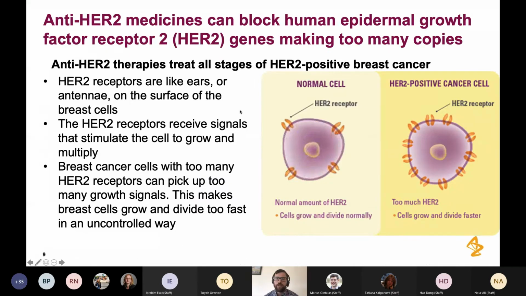One example of such a drug is anti-HER2 medicines, which can block human epidermal growth factor receptor 2, HER2, genes making too many copies. So normal cells have so-called HER2 receptors, and HER2 is responsible for cell growth and division, and if it's normal, then a normal amount of HER2 is produced.